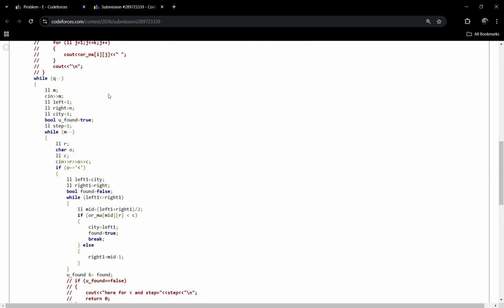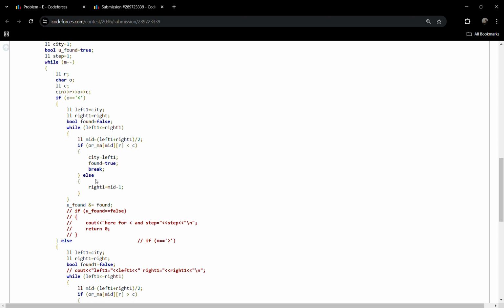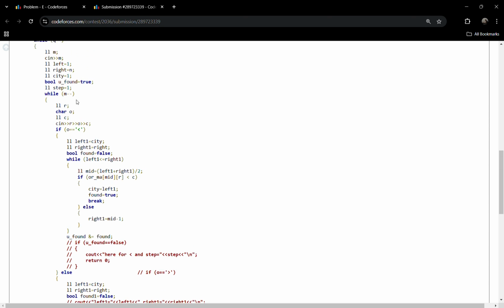So how is that taken care of? See here, city is equal to left1. So what I am doing is that left1 is equal to city, right1 is equal to right. right1 will always be equal to n, because the right is never getting modified. And while left1 is less than or equal to right1, doing the binary search.